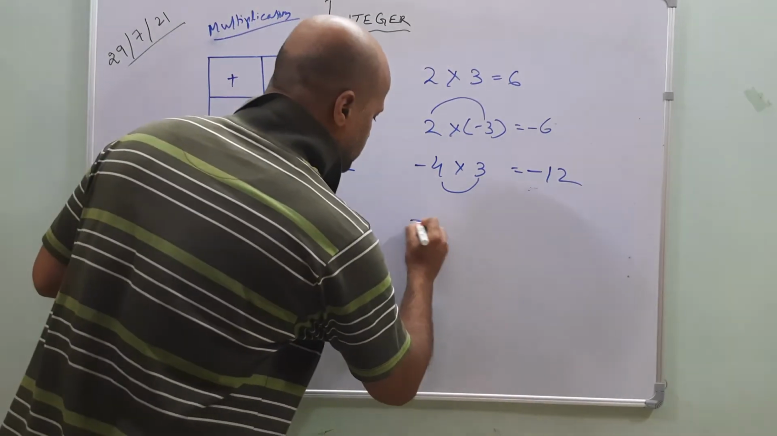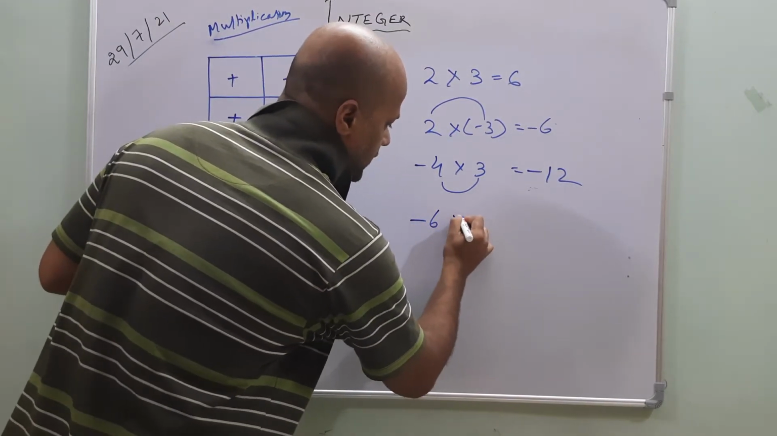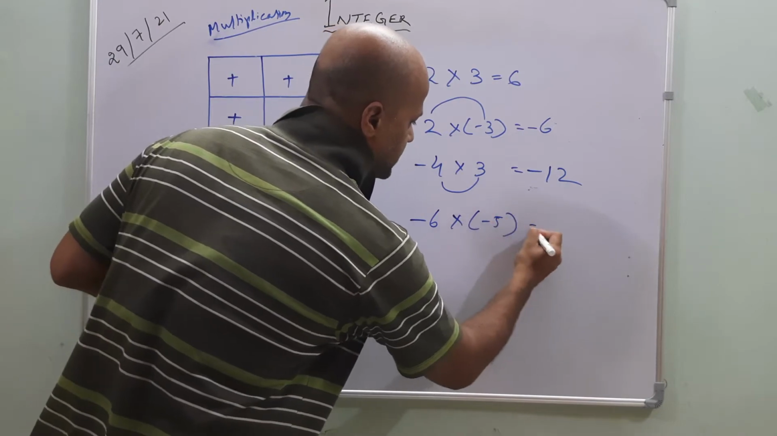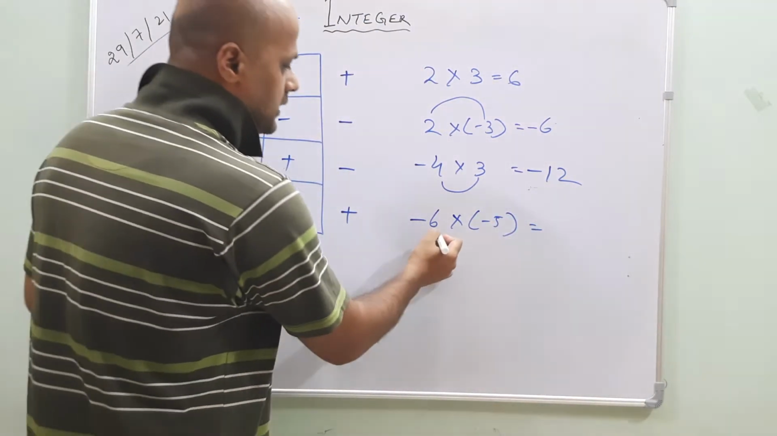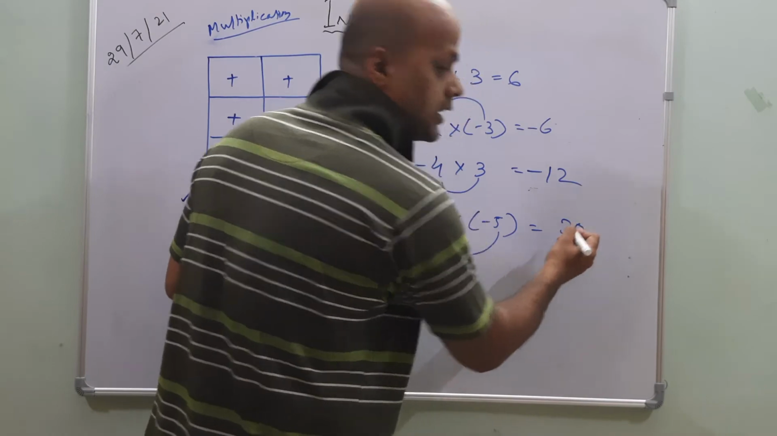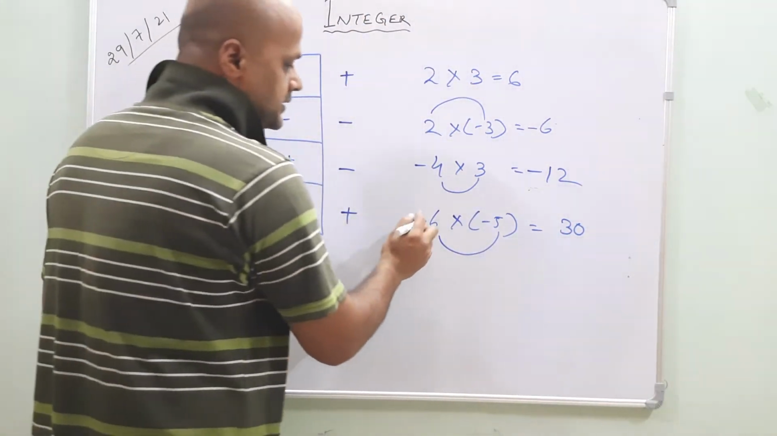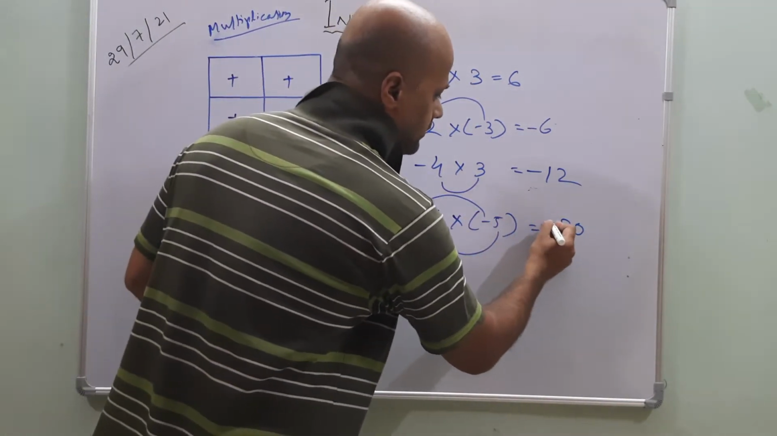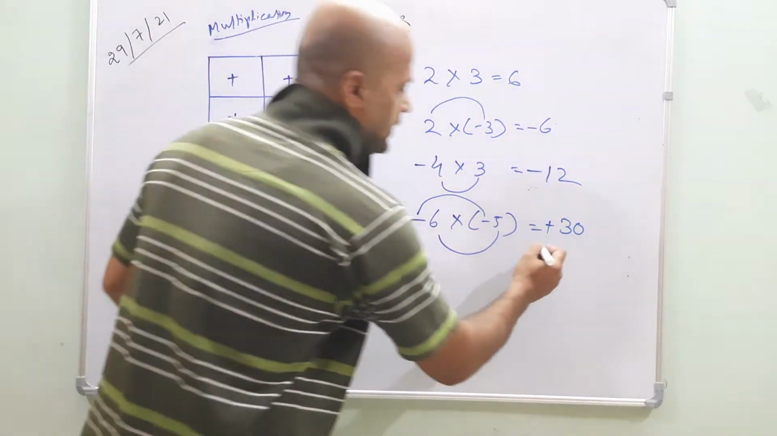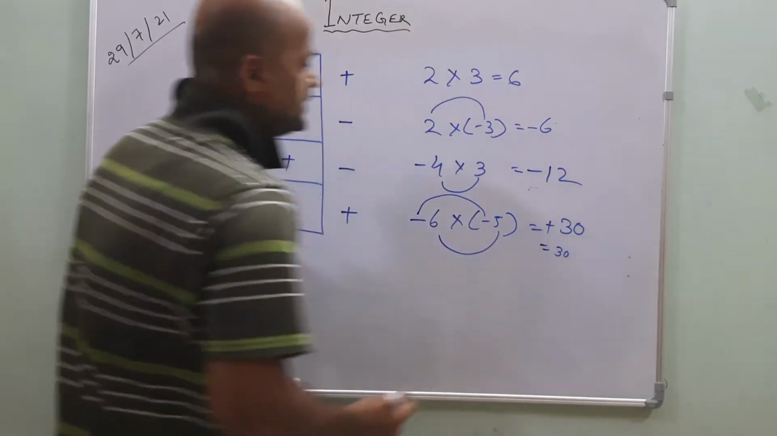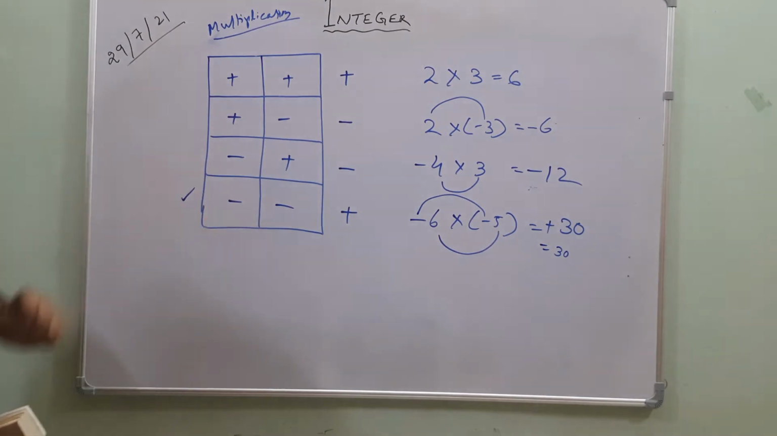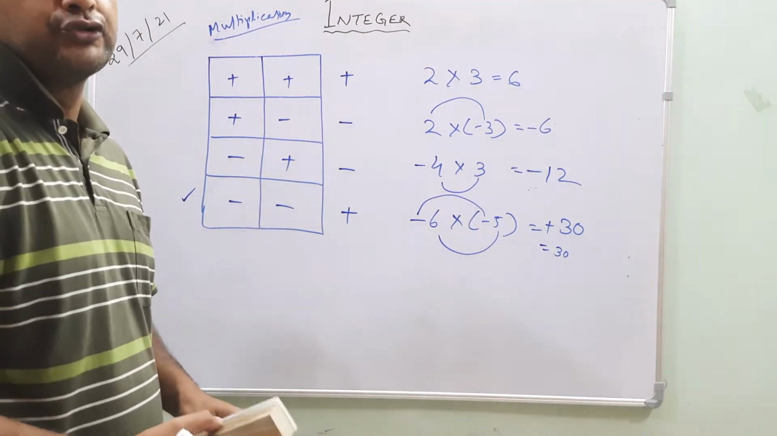Okay. Suppose minus 6 into minus 5 is there. Now first multiply the numbers. How much? 30 will be coming here. Then minus into minus, how much will it be? It will be plus. Plus 30, or 30. These are the simple fundas you have to remember here. It will be very, very important to solve every problem.